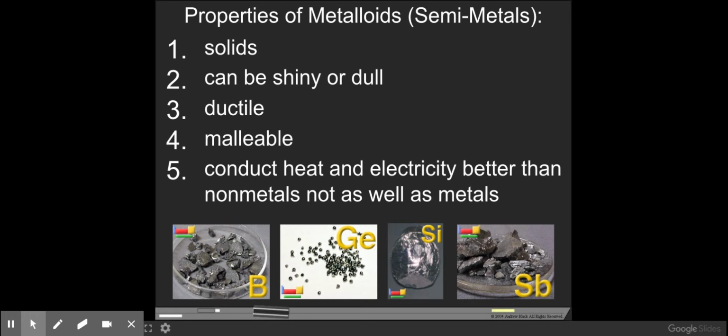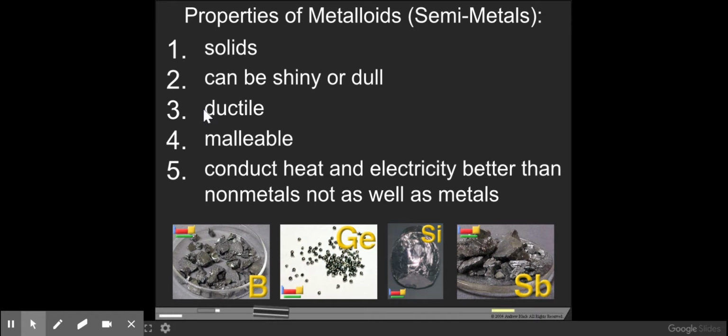All right, so we covered our metals, our nonmetals. Let's talk about the metalloids, the ones in the middle, right on the staircase, the zigzag. They are solids. They can be shiny or dull. They are ductile and malleable, and they conduct heat and electricity better than nonmetals, but not as well as metals.